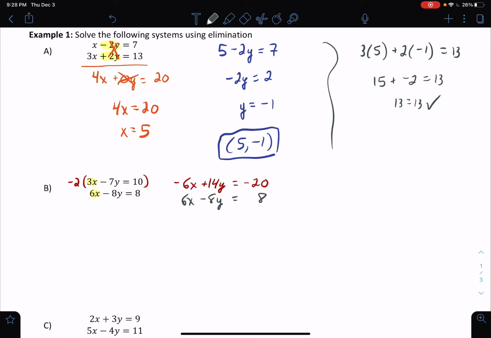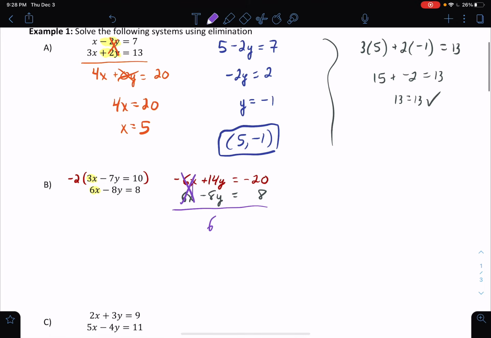Now these equations are ready to be added together. Because if I add these two equations together, the 6x gets eliminated, or the x's get eliminated. Then we got 14y minus 8y. That's going to give me 6y. And negative 20 plus 8, it's going to give me negative 12. All right, divide both sides by 6, y equals negative 2. All right, so we got the y coordinate.